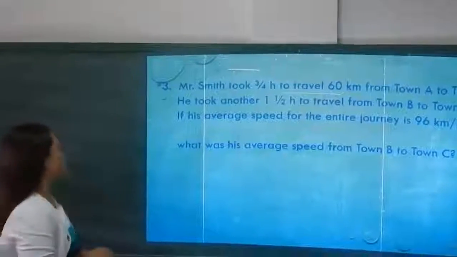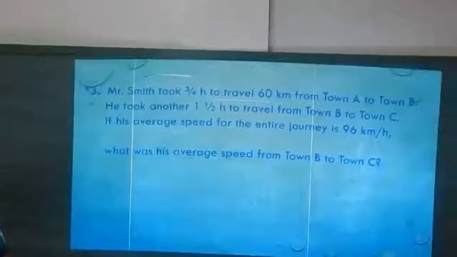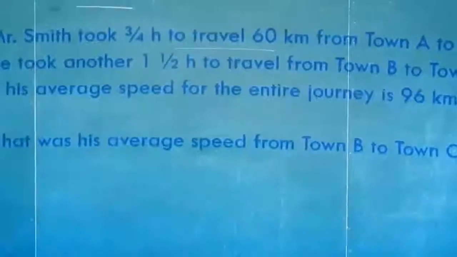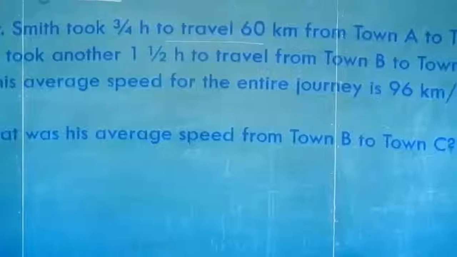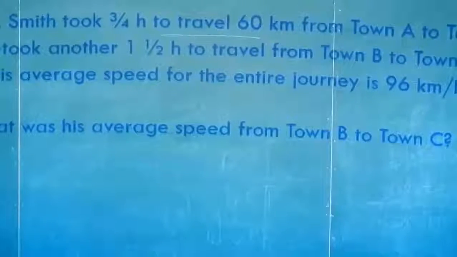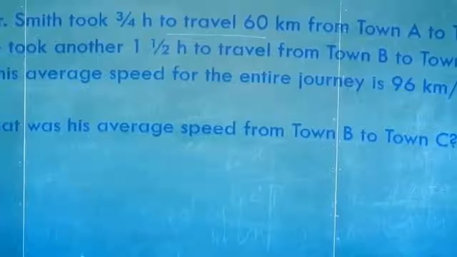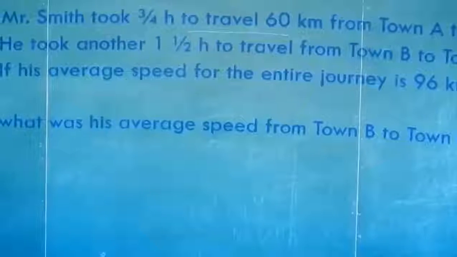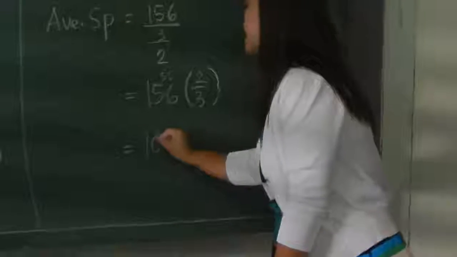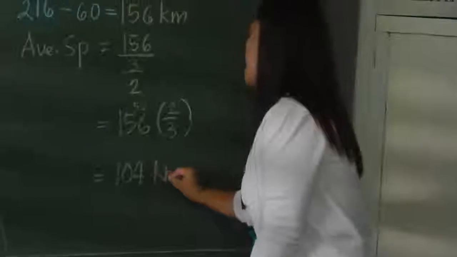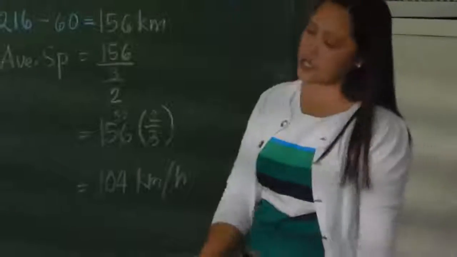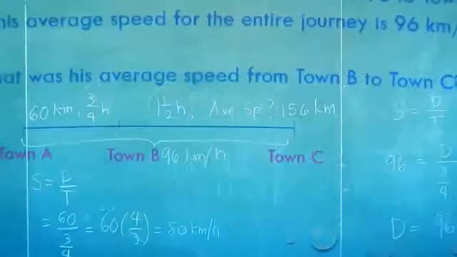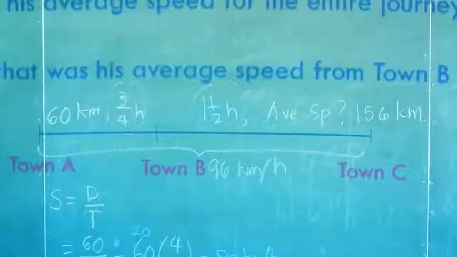Our third problem is, Mr. Smith took 3/4 hours to travel 60 kilometers from town A to town B. He took another 1.5 hours to travel from town B to town C. If his average speed for the entire journey is 96 kilometers per hour, what was his average speed from town B to town C? That's 104 kilometers per hour. That means to say the average speed from town B to town C is 104 kilometers per hour.